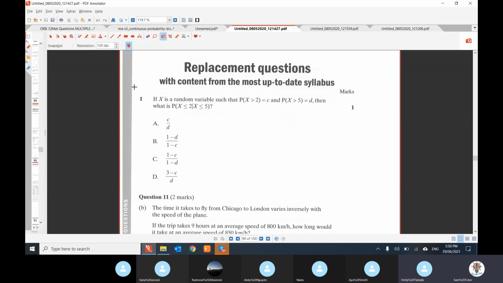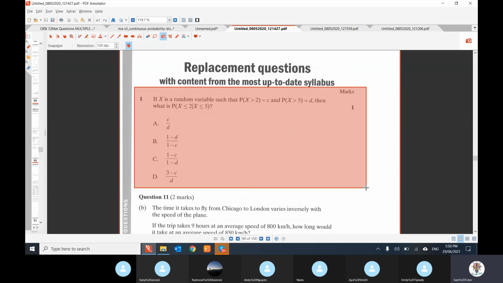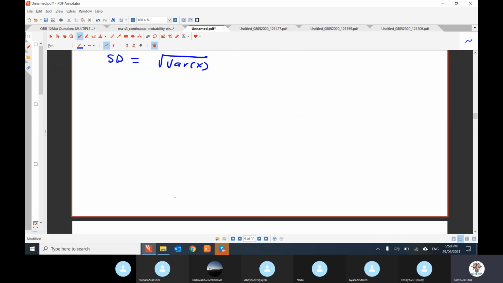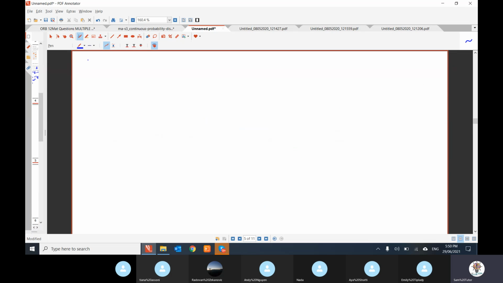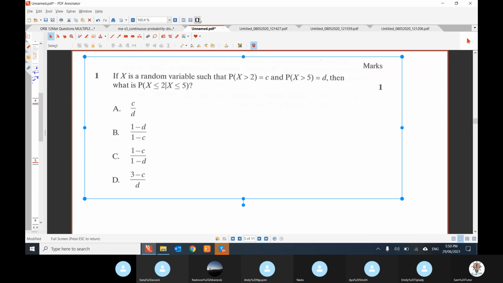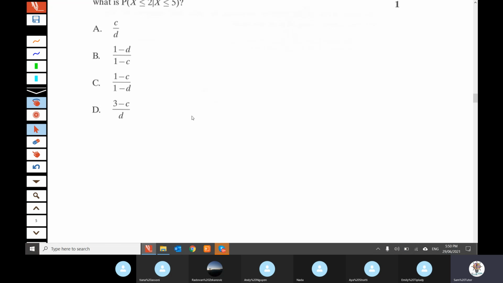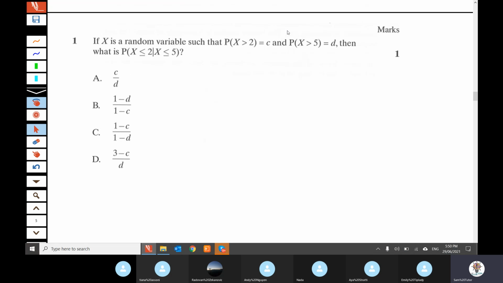And then you get a question like this. All right, let's have a look. If x is a random variable such that probability of x is greater than 2 is C, probability of x greater than 5 is D, then what is the probability of x less than or equal to 2, conditional on x being less than or equal to 5?